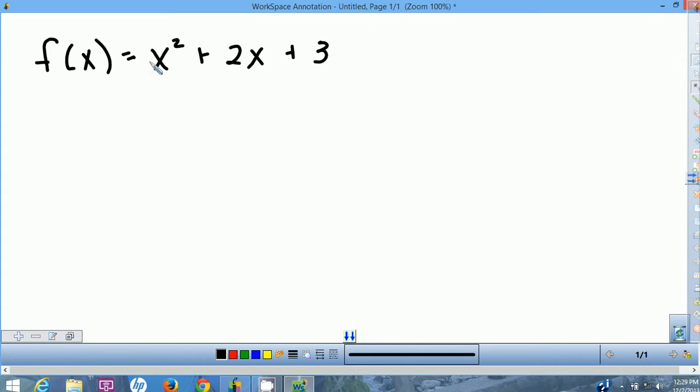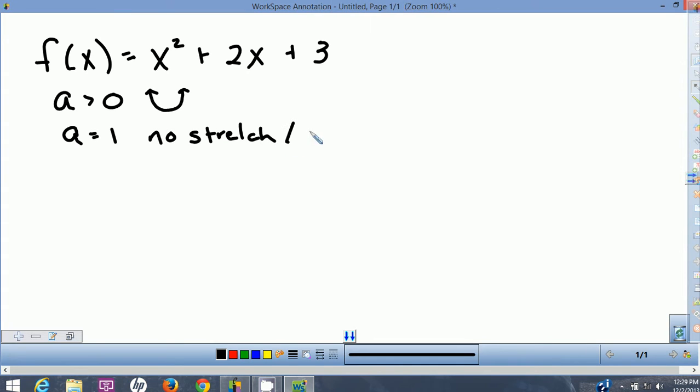Well, first of all, we look at this a value and there's nothing there. Remember, if there's nothing there, it's equal to 1. So obviously a is greater than 0. So we know the general shape of our parabola. This is going to be a smiley face. It's going to open up. And since a is equal to 1, we have no stretch and no shrink in our function. No vertical stretch, no vertical shrink. It's going to look just like a standard parent function.